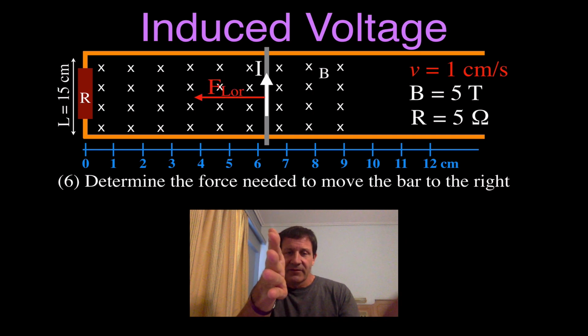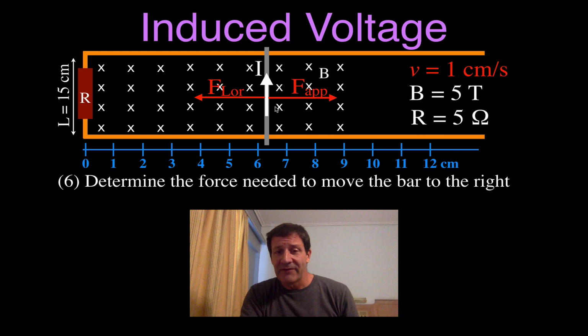This is my left. And that means if I want to move that bar at a constant velocity through that magnetic field, I'm going to have to apply a force that's equal in magnitude but opposite in direction. So the Lorentz force points to the left, and the force that I would have to apply would be to the right. And it would be an equal force, equal and opposite. All right? So that is the direction of the force.